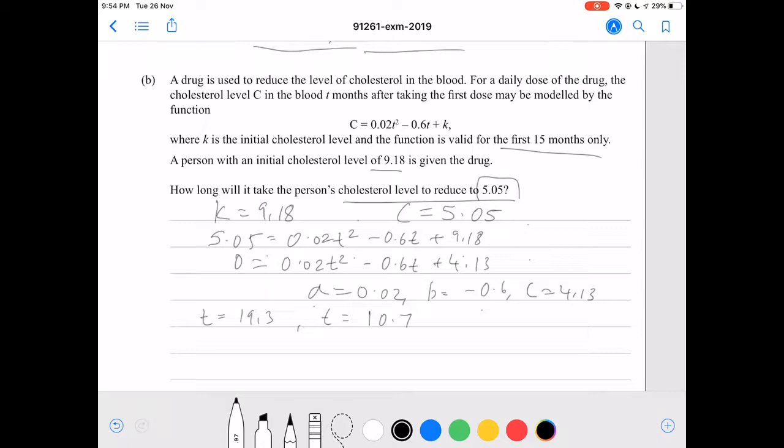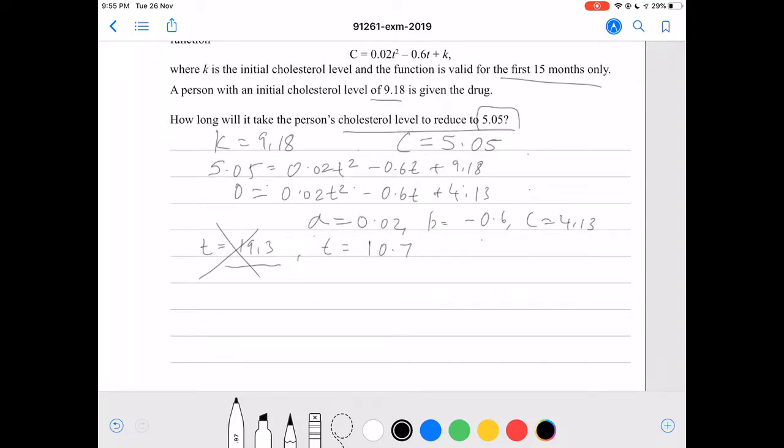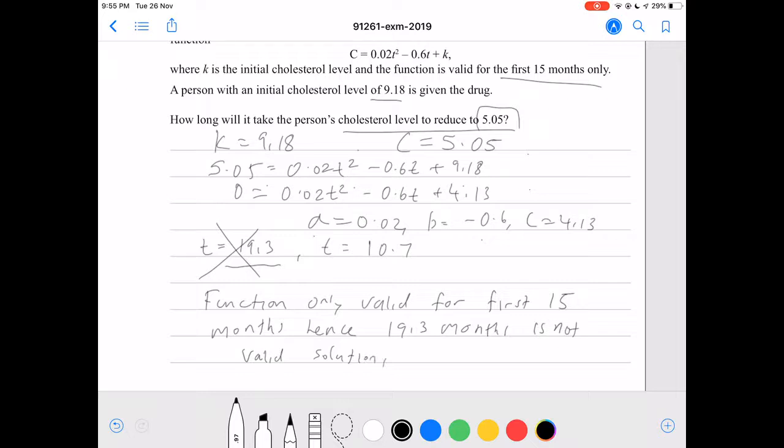It says the function is only valid for the first 15 months. So this 19.3 here is actually more than the 15 months stated in the question, therefore this is not a valid solution. As your final concluding statement, you should say the function is only valid for the first 15 months, and hence 19.3 months is not a valid solution, hence 10.7 months.